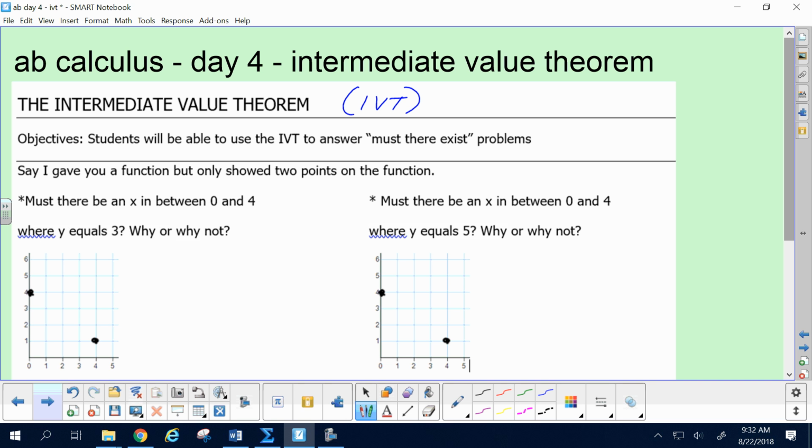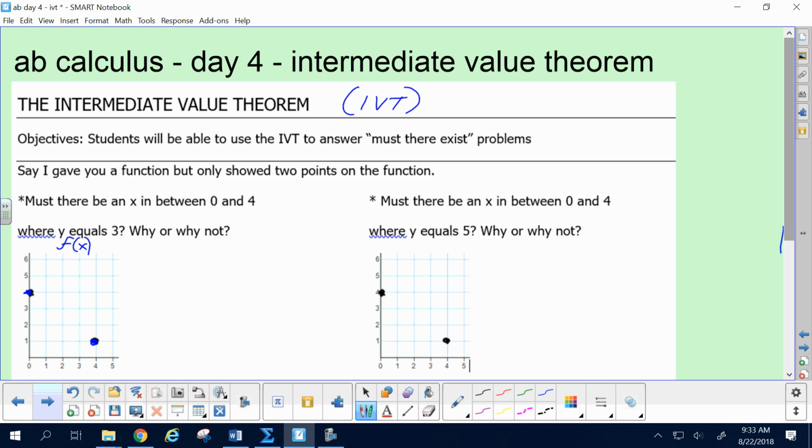Now, this is an introduction to the idea. Say I gave you a function, but I only showed you 2 points on the function. So there's a graph here that's missing, and I'm only telling you that it has the points (0, 4) and (4, 1). In between, I don't really know what's going on. Must there be an x between 0 and 4 where y equals 3?